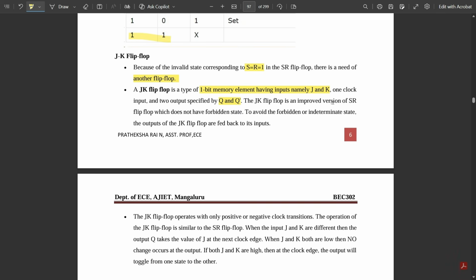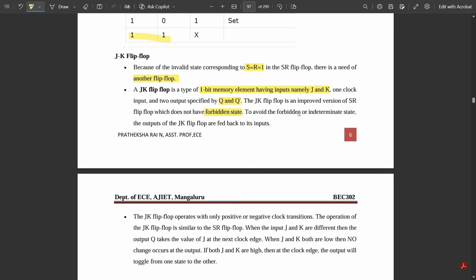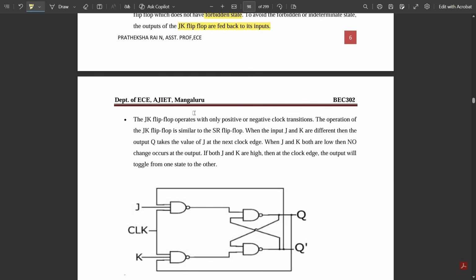The JK flip flop is an improved version of SR flip flop which does not have any forbidden stage or invalid stage. So this is also called the forbidden stage. Okay, to avoid the forbidden or indeterminate state, the outputs of JK flip flop are fed back to its inputs. The JK flip flop operates with only positive or negative clock transitions. The operation of JK flip flop is similar to that of SR flip flop, but when inputs J and K are different, then the output Q takes the value of J at the next clock edge.